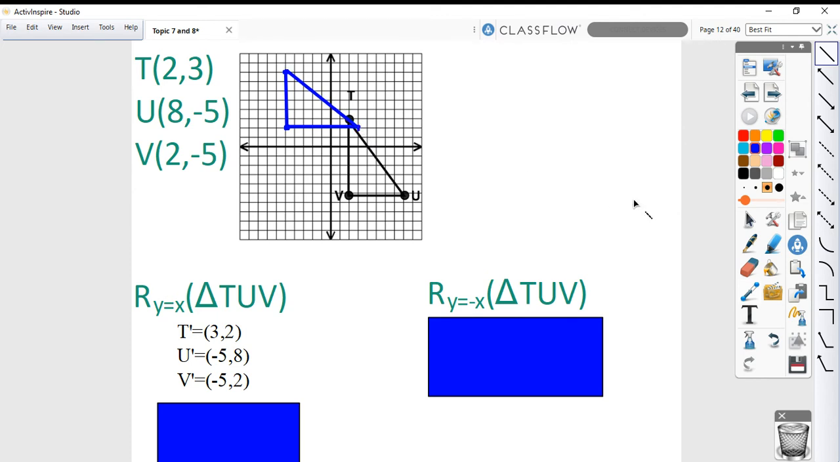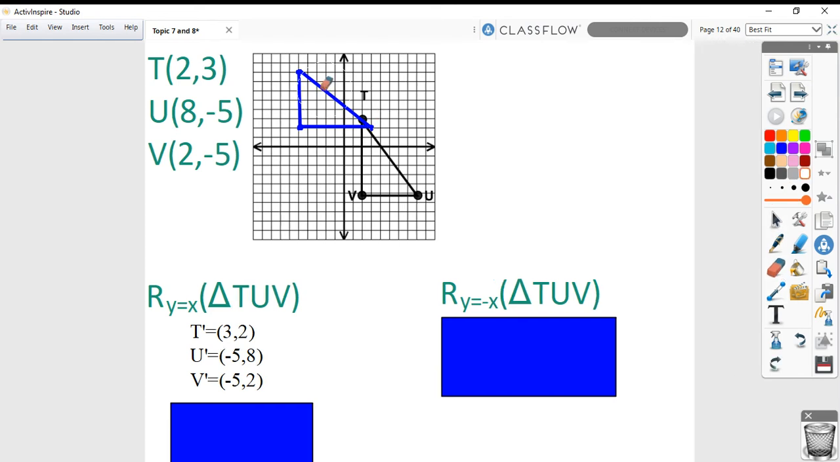When you just look at first glance, it looks like those triangles are not even related to each other at all. But then when you look at the coordinates, they clearly are. The blue one is the reflection of the black original one. Go on over now to reflecting over the other line. This time we're going to be reflecting over y equals negative x. It's the other line that we were looking at.